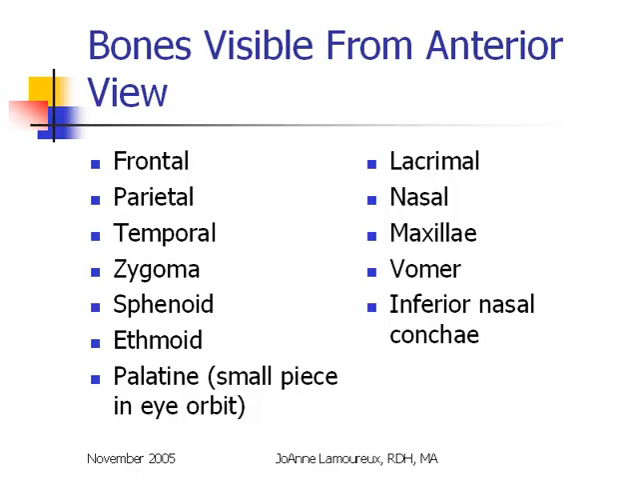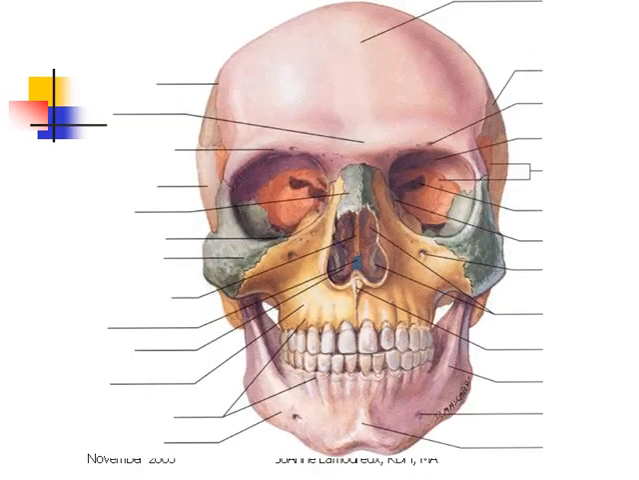I think the first thing that we need to do is get reacquainted with the bones of the skull. These are the bones that are visible from the anterior view. I'll go over them briefly in this diagram. Starting at the top, the frontal bone, we only have one of those. On either side of the frontal bone are a set of paired parietal bones.